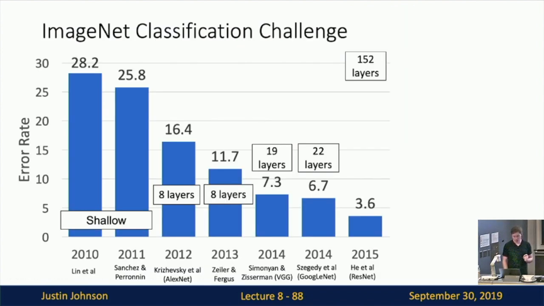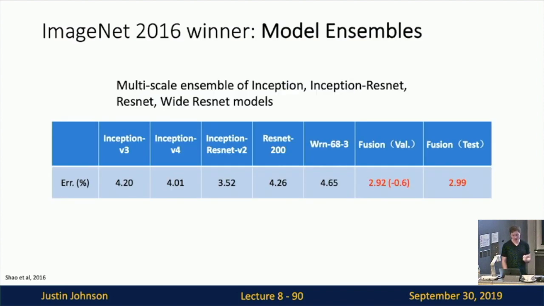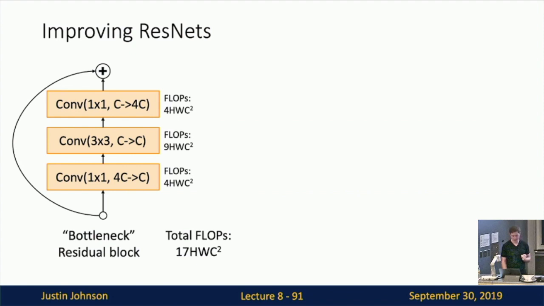So then, moving forward, what happened in 2016? Nothing much that was very exciting. The winner in 2016 was model ensembling. I don't know if you've ever done Kaggle challenges or whatever, but basically they took all the winning neural network architectures from the last couple of years, ensembled them together, and did slightly better. So that was not very exciting.